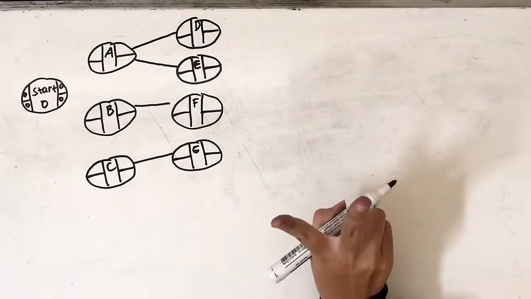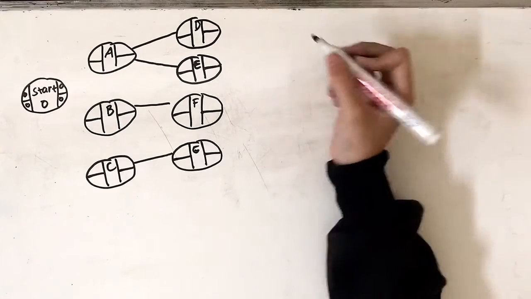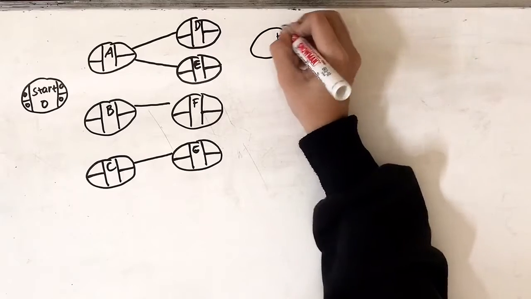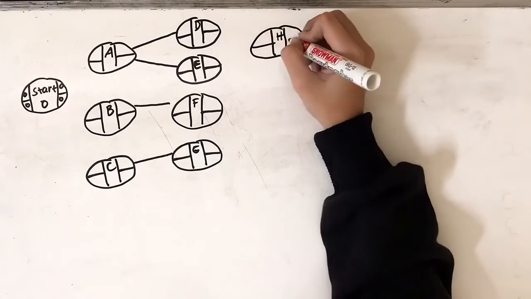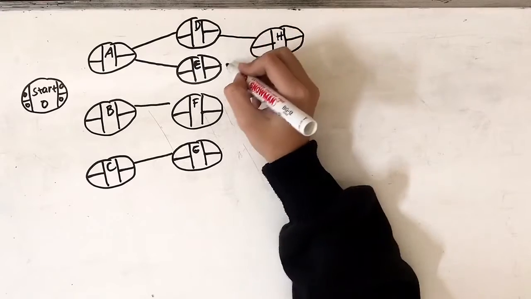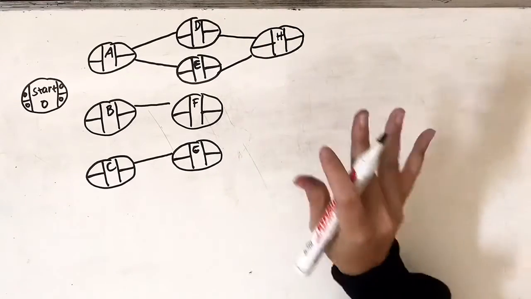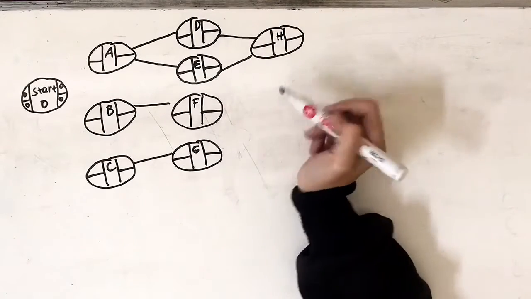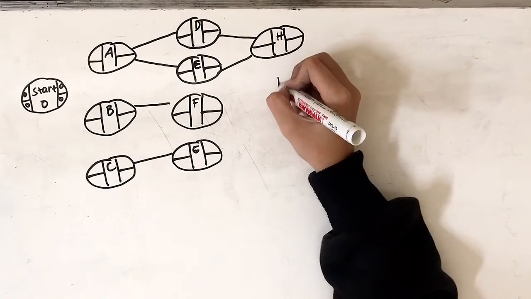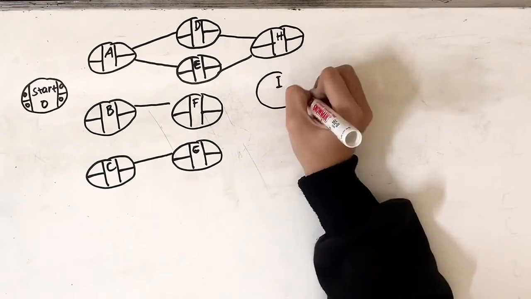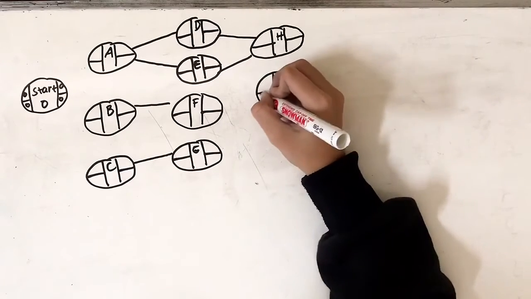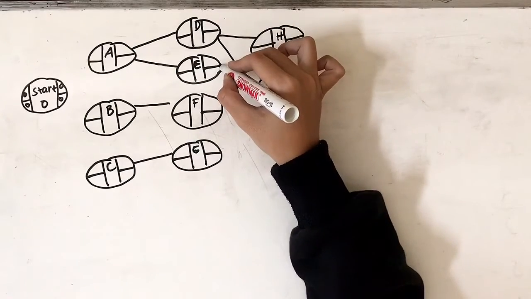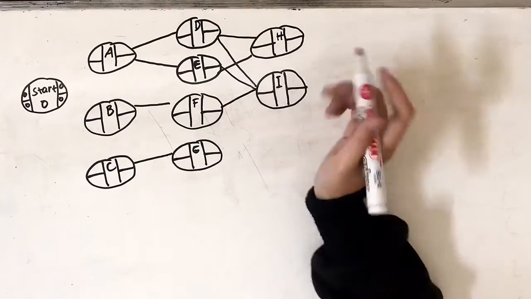Next, we have activity H. It has 2 predecessors, activity D and E, so we put activity H in front of D and E. And then connect activity D to H and E to H. Next, activity I. It has 3 predecessors, activity D, E, and F. We could just draw it here, below H. And then connect D to I, E to I, then F to I.